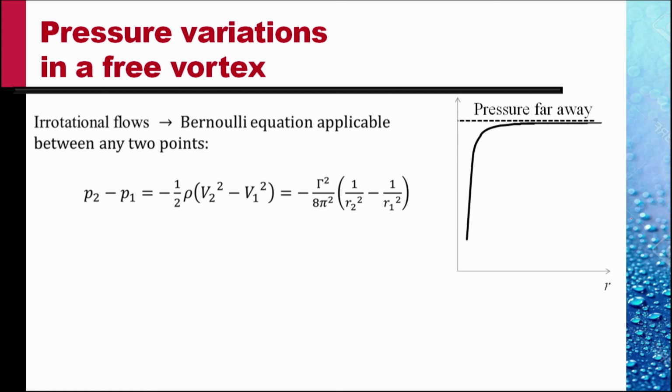This is the shape of the pressure distribution. Pressure far away at r tending to infinity is shown by the broken line, and then the pressure decreases as r decreases.